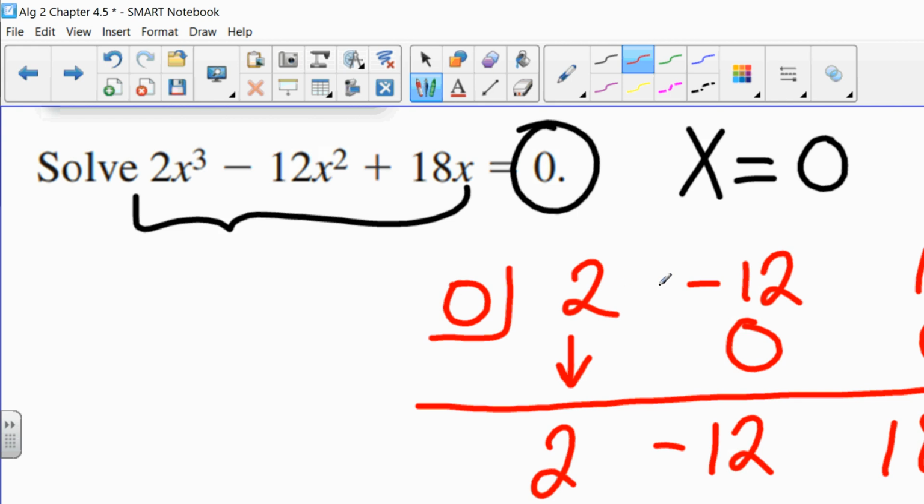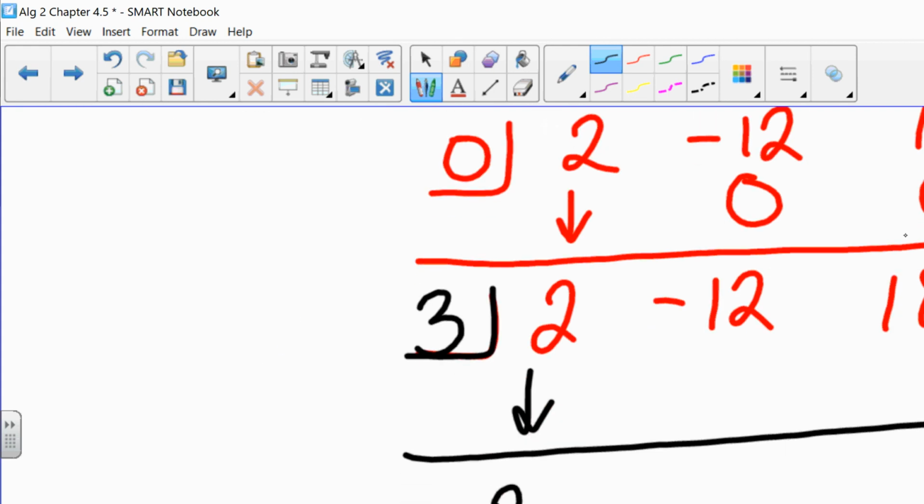Now it started out as a degree 3, and as we mentioned yesterday, each time we do the synthetic division, it reduces the degree by 1. So now our new equation here with the 2, negative 12, and 18 is now a degree 2, yes? So we could do this again. Let me grab a different color. So what number can we put in the little box? 3, because that was the other 0 we found, yes? And the first thing we would do is drop the 2.